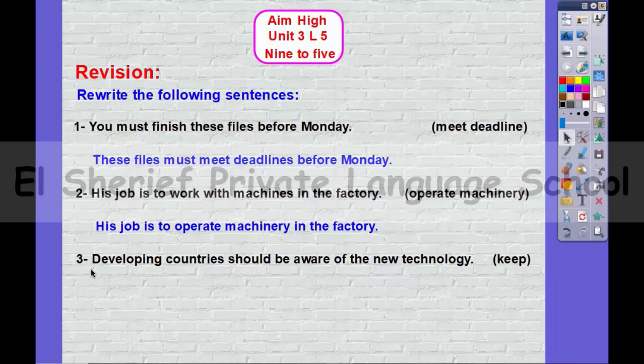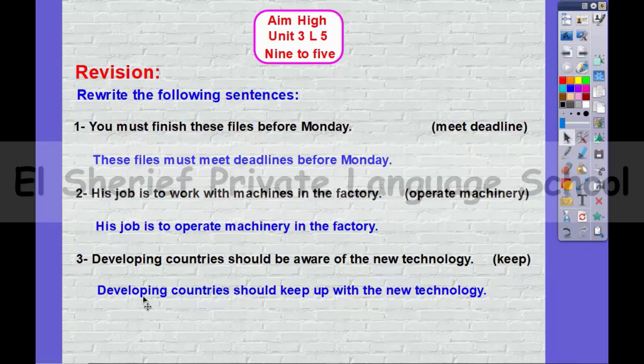Number 3. Developing countries should be aware of the new technology. Use keep. So to keep up with something is to know the latest information about this thing. So developing countries should keep up with the new technology.